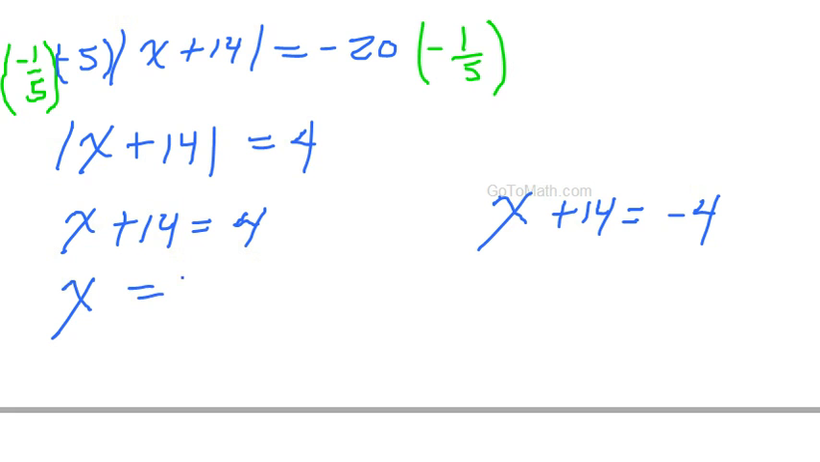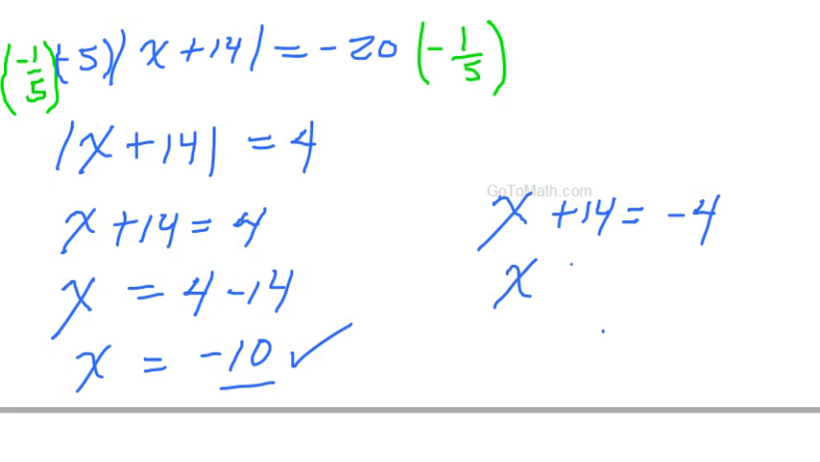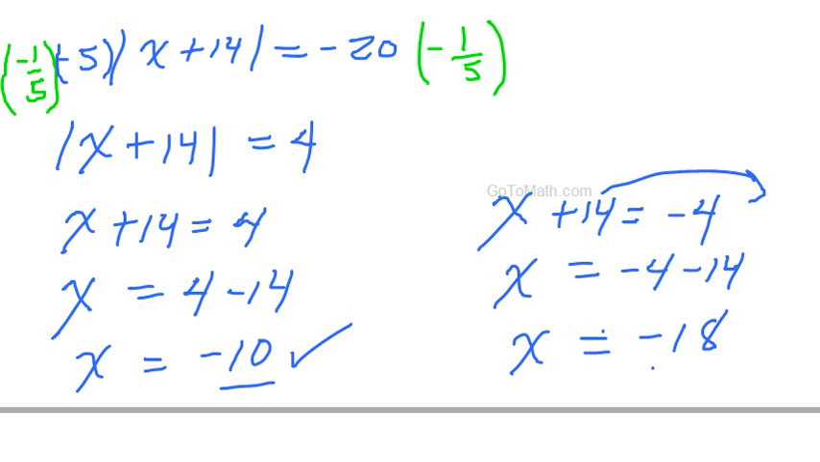Alright, so we'll take this positive 14 over to the right hand side, and it becomes negative 14. So x is equal to 4 minus 14, which is negative 10. So negative 10 will be one of our solutions. Now we'll do the other side. We have x is equal to negative 4 minus 14. Taking this 14 over to the right side, it becomes negative, and now we have x is equal to negative 18.